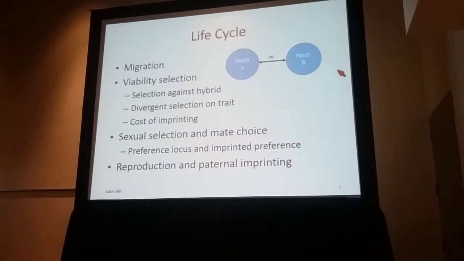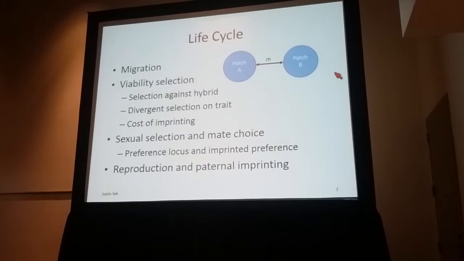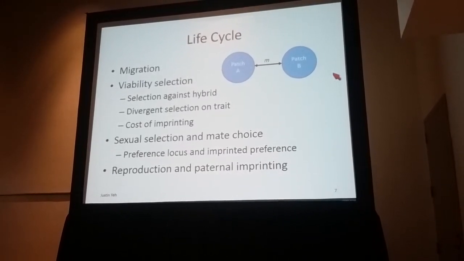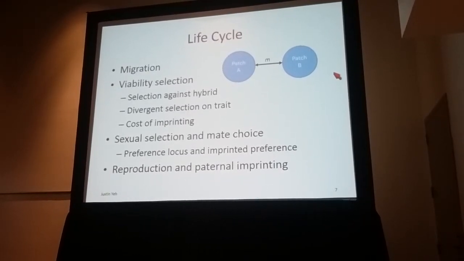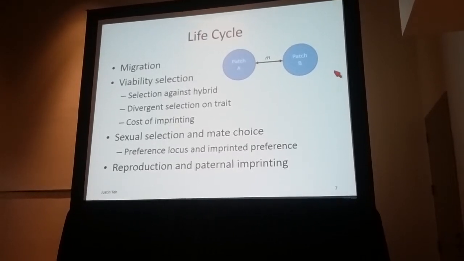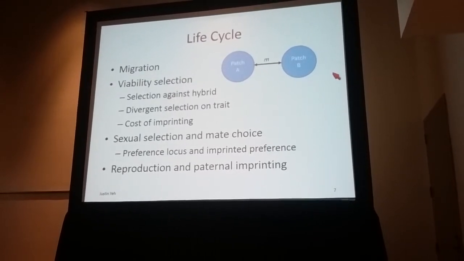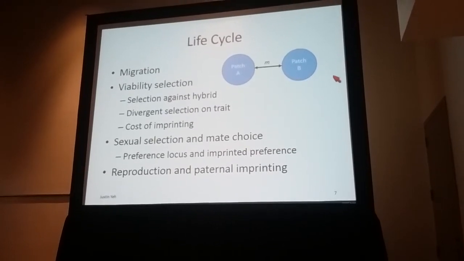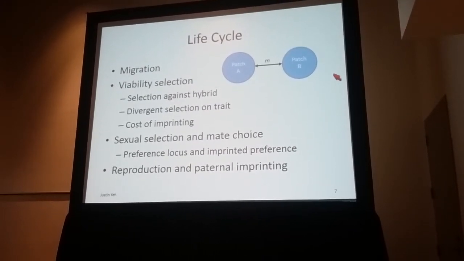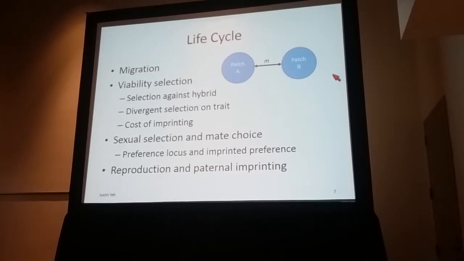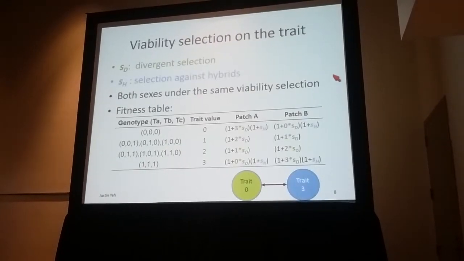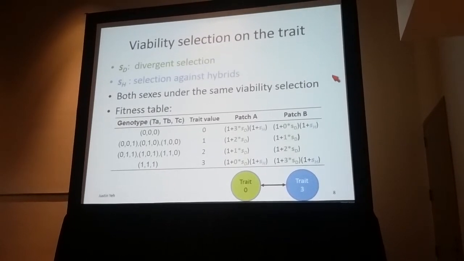So this is an overview of the life cycle. It starts with migration, and for that I use a 2-island migration model because we're interested in a secondary contact scenario with spatial structure. And then the next stage in the life cycle is viability selection, which includes selection against hybrids, divergent selection on the trait, as well as a cost on the imprinting. The next stage is sexual selection and mate choice, and that is based on the preference locus and the imprinted preference. And then the last stage in the life cycle is reproduction and paternal imprinting of those offspring on the fathers.